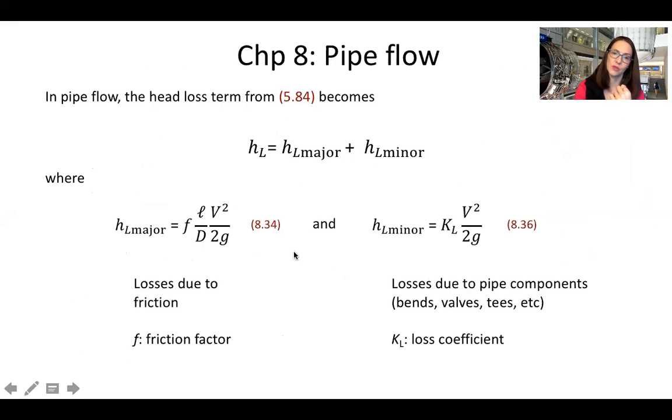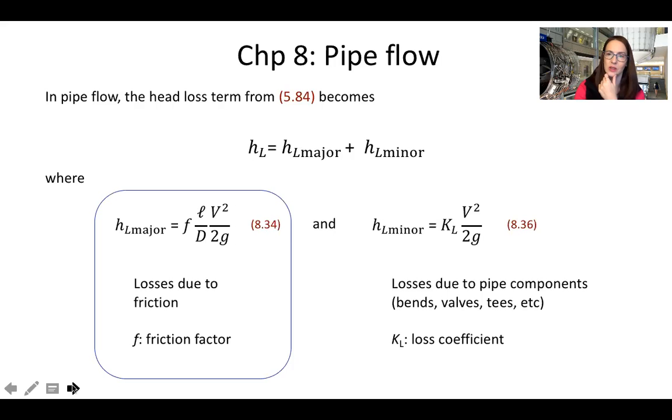And a lot of times we have both major and minor losses in a problem, and it really comes down to finding the friction factor, calculating it, or the loss coefficient, and then just using our average velocity, V, the length of pipe we're considering and the diameter of the pipe to go ahead and calculate our head loss terms.